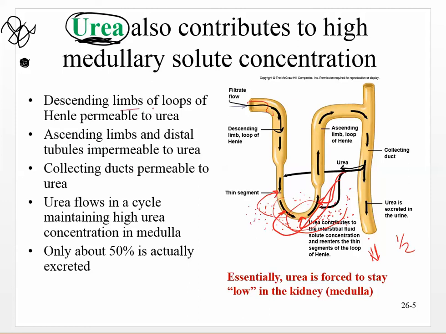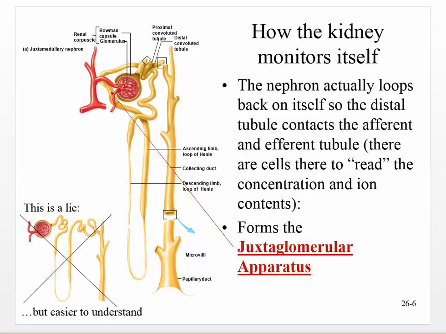So the descending limbs of the loop of Henle are permeable, so urea can move back in there, and then it loops around. So it flows in that cycle, and that's going to maintain the high urea concentration in the medulla and contribute to that concentration gradient down there.